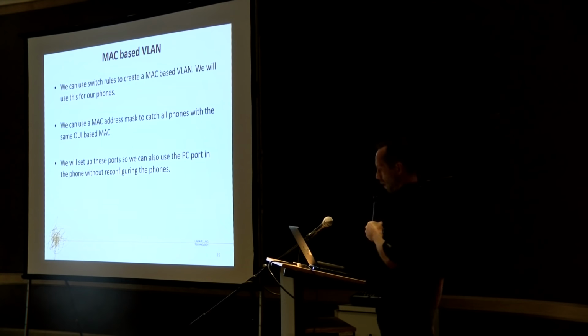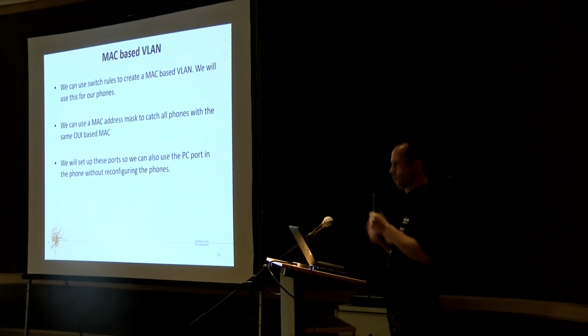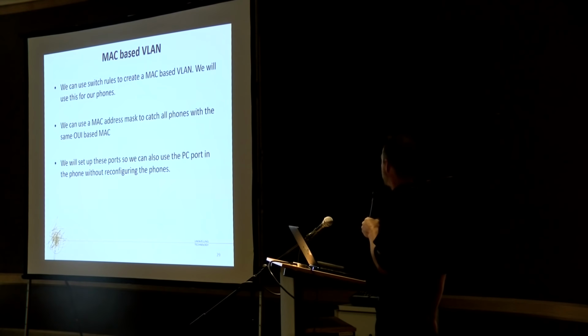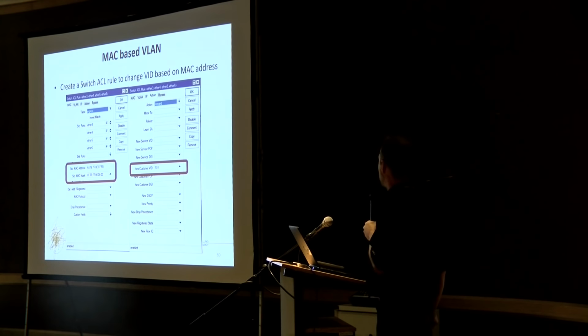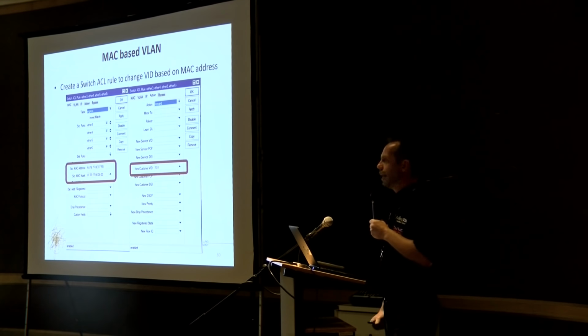Because all my phones are from the same vendor, and because they most likely come in the same batches, they're going to have the same OUI part to my MAC. The first 3 octets of the MAC are going to be the same. So here's an example using a MAC address and a MAC mask to create a switch ACL rule that will set any traffic coming from those source MAC addresses, based on that mask, into VLAN 101 for me.